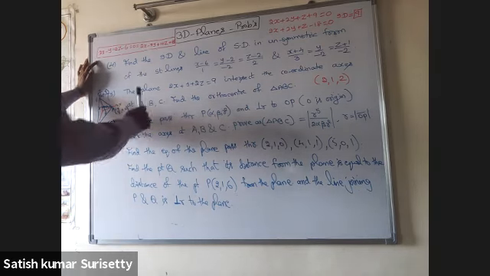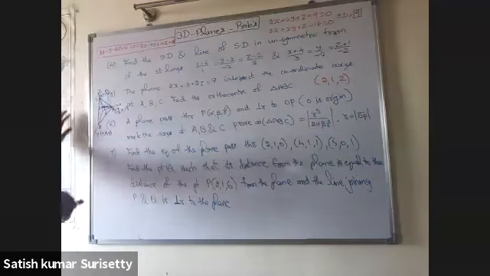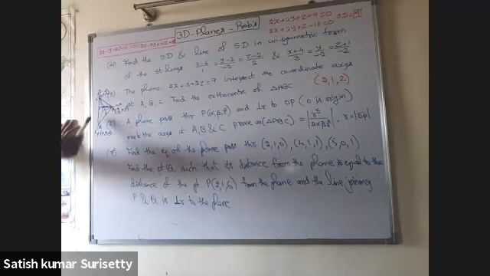Next problem: the plane intersects the coordinate axes at A, B, C. That means you can write the coordinates of A, B, C, and after that let us take the orthocenter as P(a, b, c). Then draw the altitude: calculate the direction ratios of AP and BC. They are perpendicular. Then you'll get one condition between a, b, c.